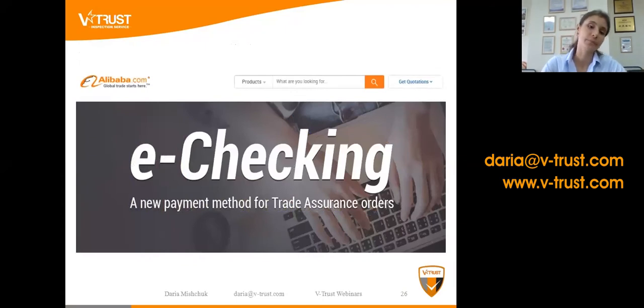So here, e-checking. This is a relatively new payment method. E-checking exists only on the Alibaba platform because it was invented by them. It's now integrated into the Alibaba sourcing platform. This is a payment method which is applied for trade assurance.